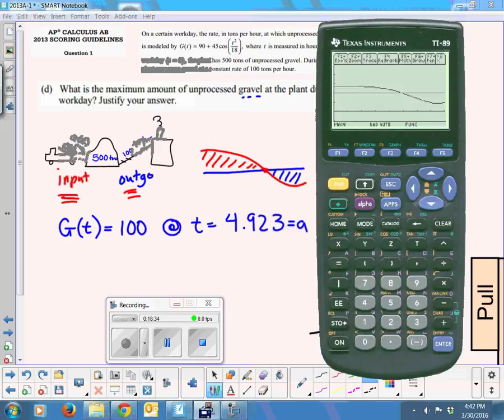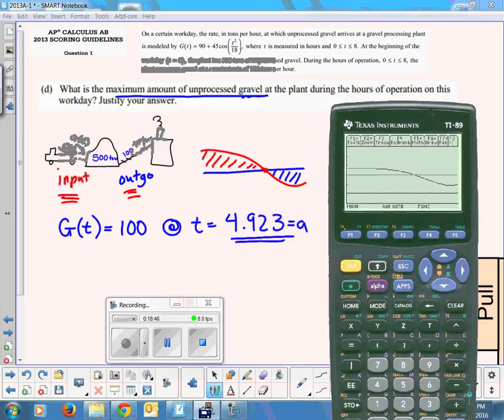Okay. So I'm thinking that it's very possible that at this point, the amount of gravel at the plant is a maximum. But wait, because it's an AP test and they're going to put multiple points on this, we should check to see, since they give us a closed interval, how much gravel is at the plant at 0 hours, how much gravel is at the plant at 8 hours.